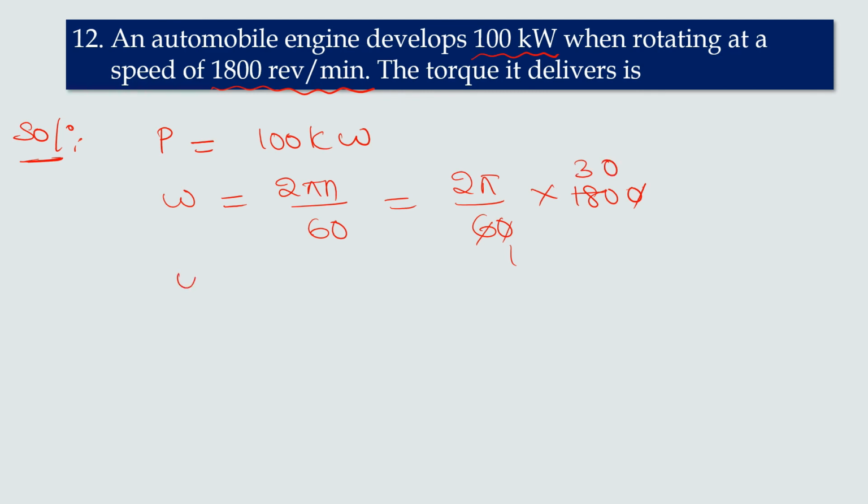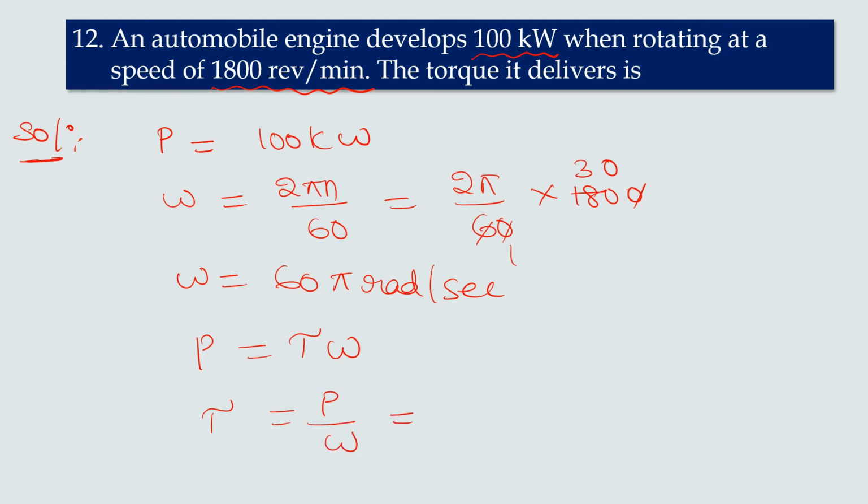So omega is equal to 60 pi radians per second. Now, the torque it delivers: power is equal to tau into omega, so tau is equal to P by omega. P is given as 100 kilowatts. Converting into watts, 100 into 10 cubed by 60 pi, where pi is 3.14. The zeros cancel.